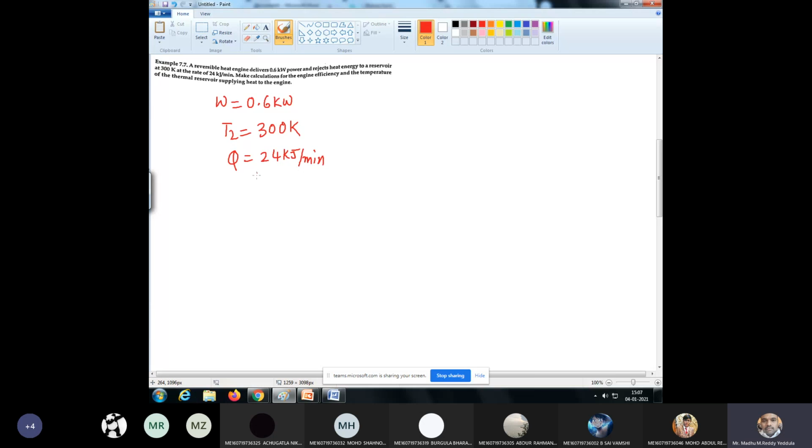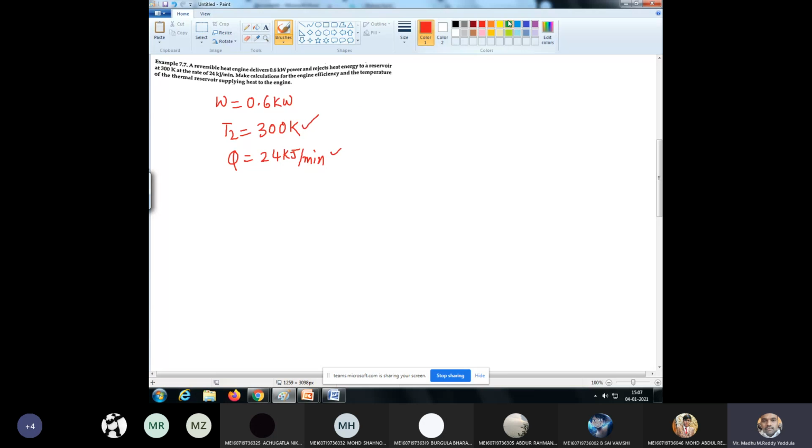Right. Now you can see here, it delivers 0.6 kilowatt power. Power is nothing but work done. Work done per time is called power only. Work done is in joules or kilojoules, and power is in kilowatt. And it rejects heat energy to a reservoir at 300 Kelvin. This is the sink rejecting, and the rate of heat is 24 kilojoules per minute.